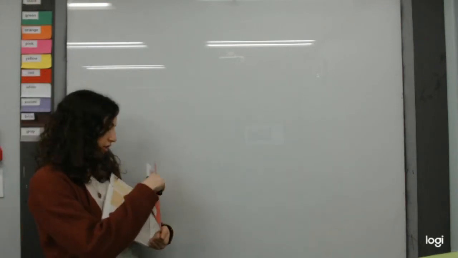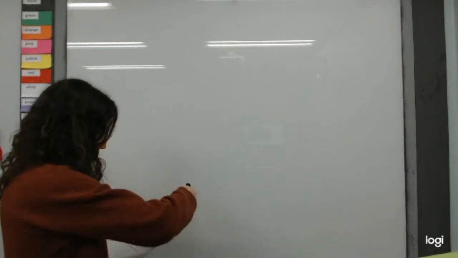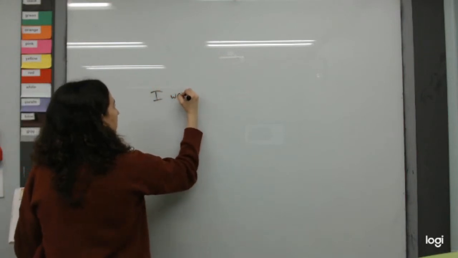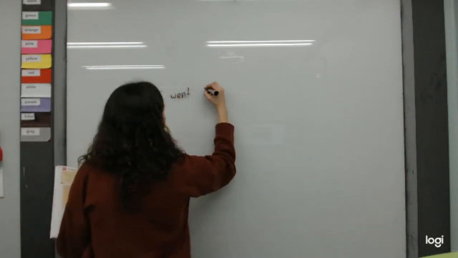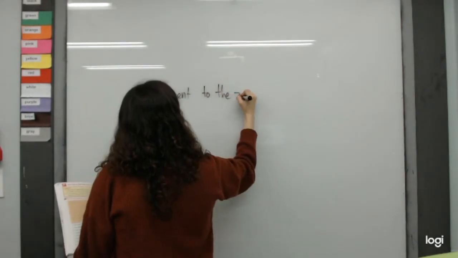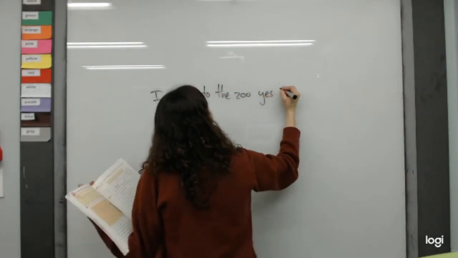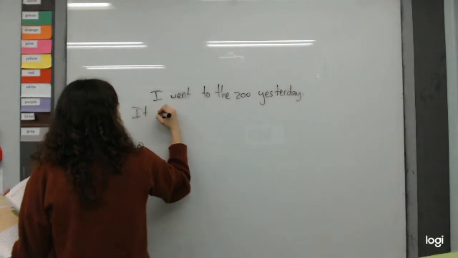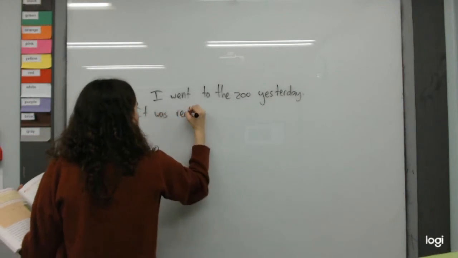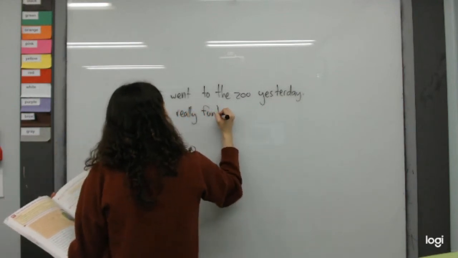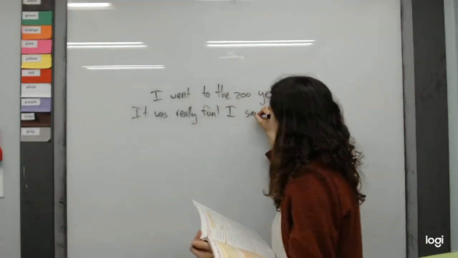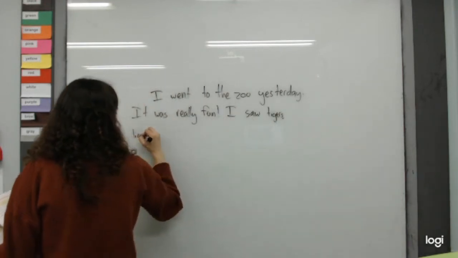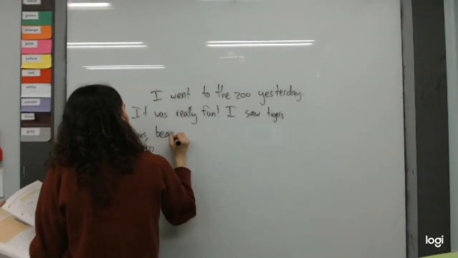Okay, are we finished? So after you write the story, I will show you an example story. So I will write my story and you can use it as an example. I went to the zoo yesterday. It was really fun. I saw tigers, lions, bears, and crocodiles.